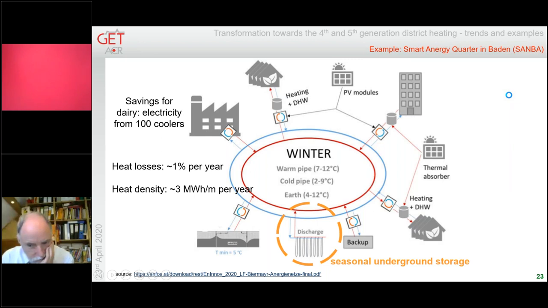So they also said it's important to have savings for the waste heat producer. So they get the savings from electricity. They are saving there from not needing to operate their 100 coolers. And they also calculated their heating losses at about 1% per year and a heat density of about 3 megawatt hours per meter per year. So I think it's important also to put more effort into seasonal underground storage, because this is quite important for such an energy grid, and also to integrate other heat sources like PV and so on. So I think that's quite important. Next slide, please.